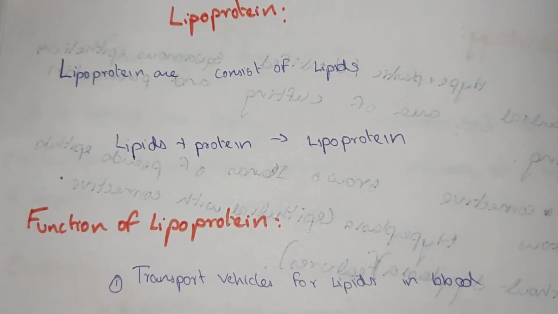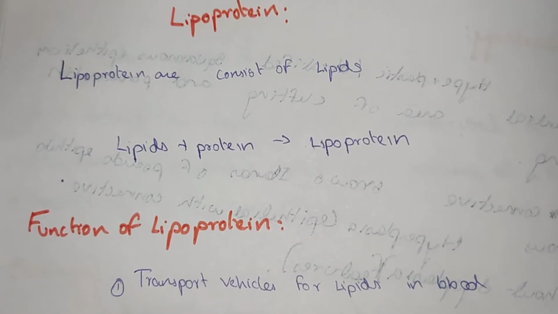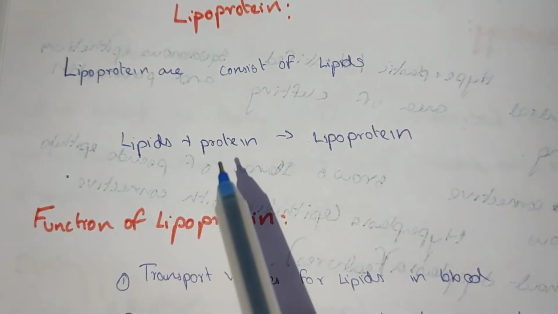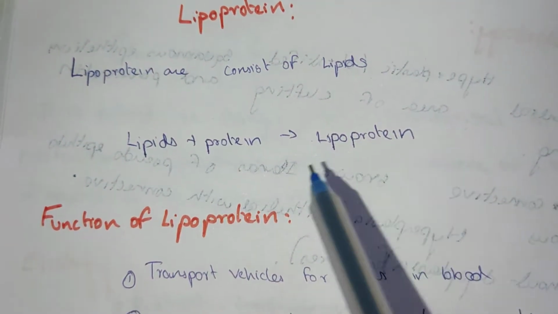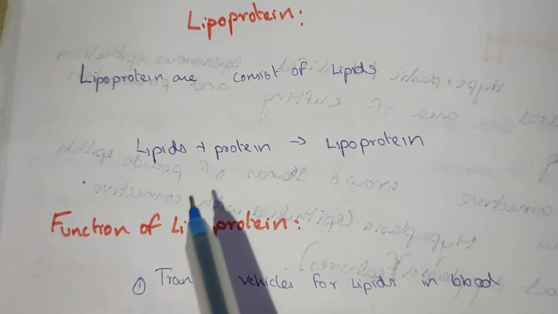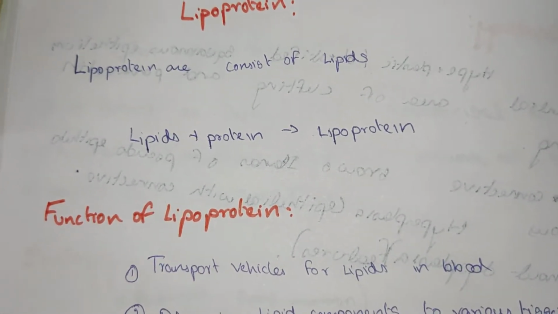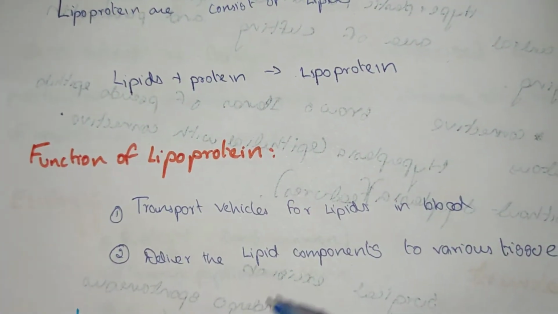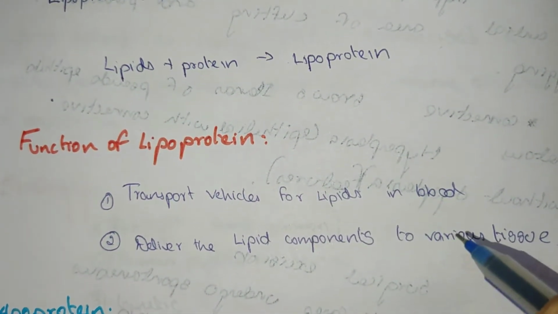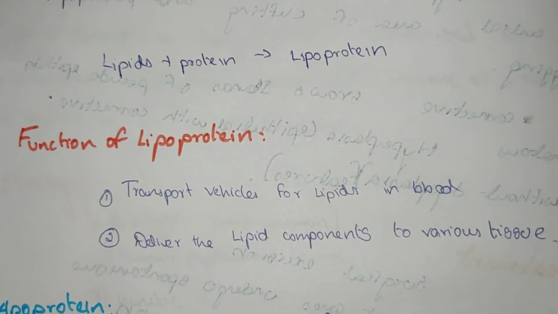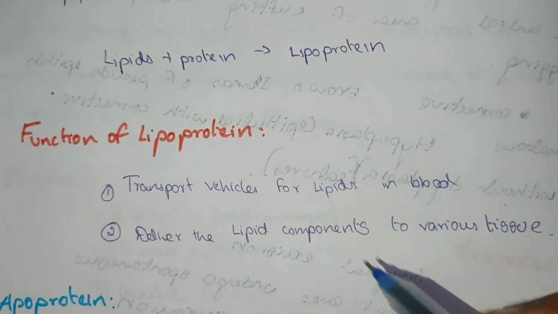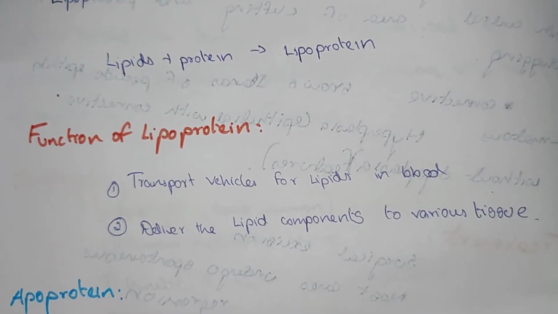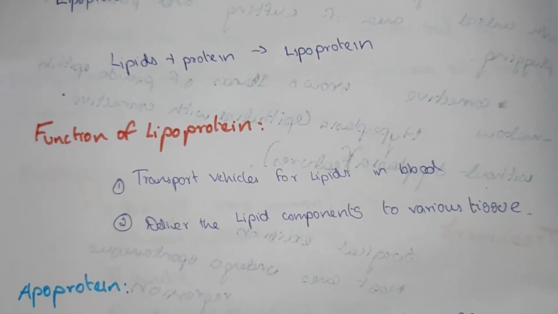In this video, we are going to see about lipoprotein. Lipoprotein consists of lipids plus protein. The function of the lipoprotein is to act as a transport vehicle for lipids in the blood. It transports the lipids in the blood and delivers the lipid component to the various tissues.